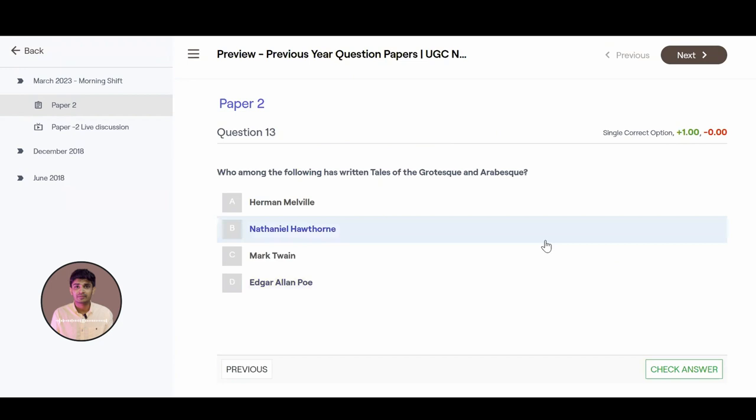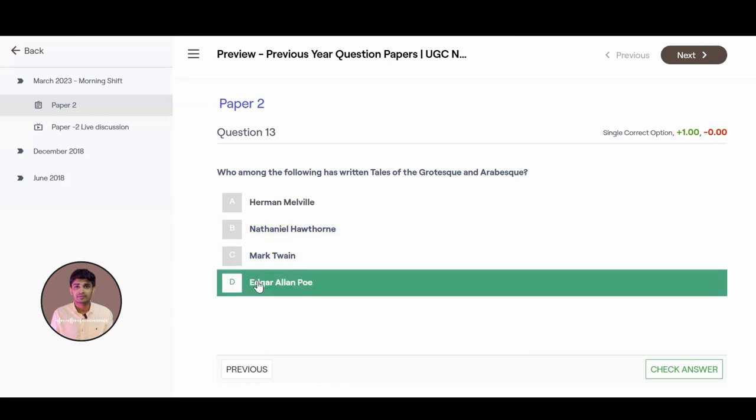Which among the following has written Tales of Grotesque and Arabesque? Give me the answer. I'll ask an extra question after you give me the answer. Come on. Poe. Edgar Allan Poe is the answer.